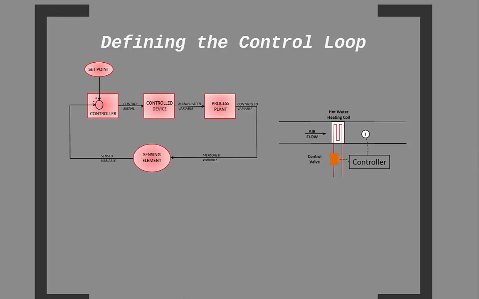So let's identify some of the components of the control loop. First off, what is the control variable? That would be the variable in which we are trying to control for. Thus, it is the discharge air temperature. This is a closed loop. Thus, the control variable is also the measured variable that the sensor is measuring.